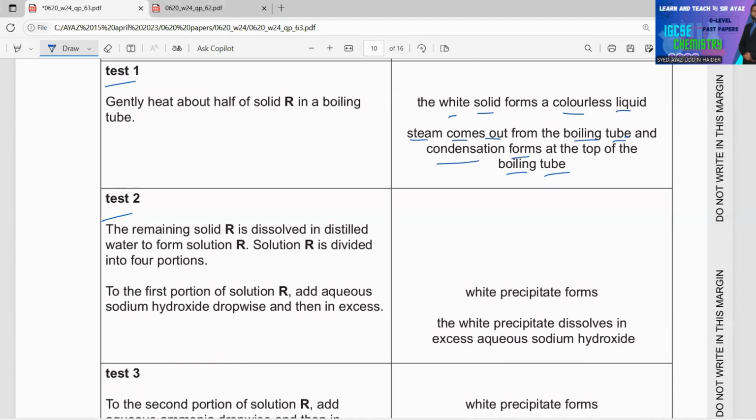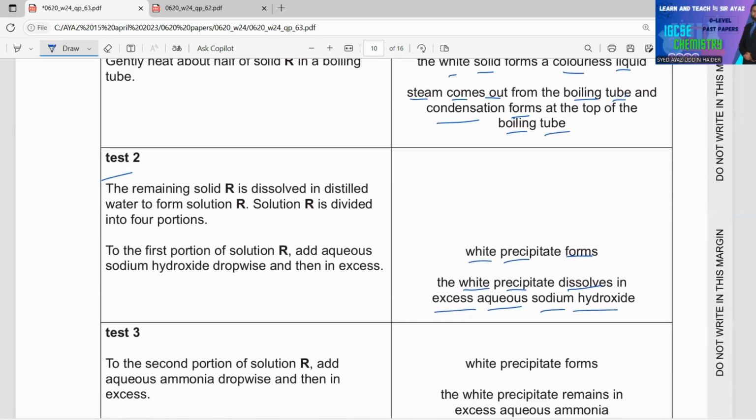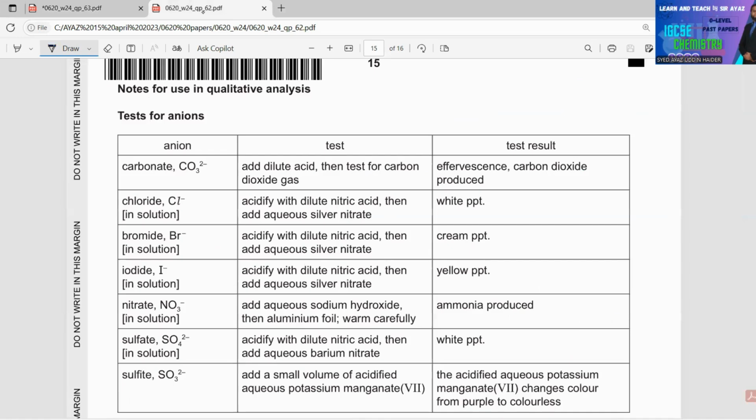To the first portion of solution R, add aqueous sodium hydroxide dropwise and then in excess. White precipitate forms. The white precipitate dissolves in excess aqueous sodium hydroxide. Now this must be the test for positive ion. And as they are saying white precipitate, it's soluble in excess of sodium hydroxide.